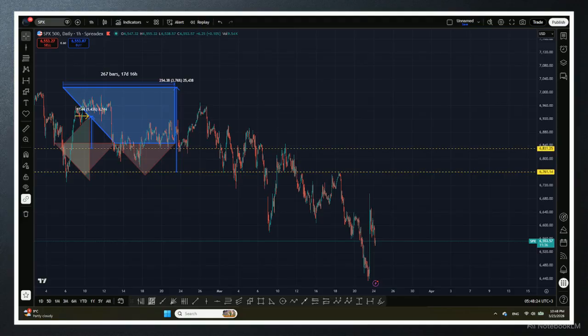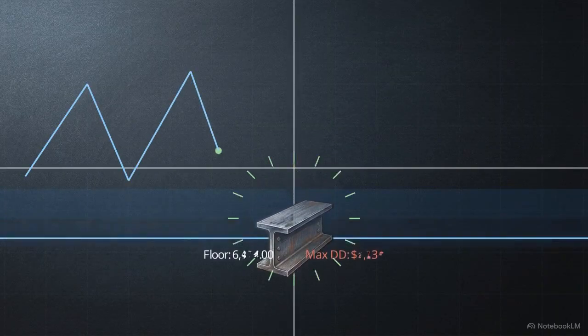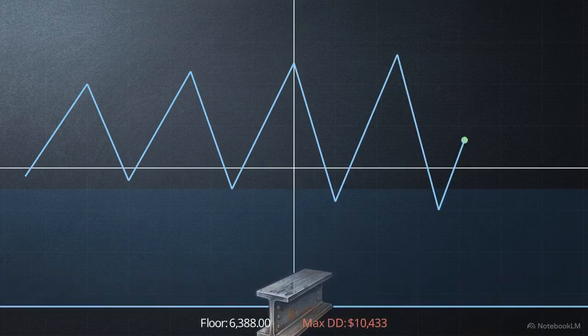That expanded drawdown physically lowers the structural failure point. Through a progressive floor adjustment, the expected low price dropped incrementally from 6,601 down to an ultimate floor 5 at 6,388. These repetitive price swings serve a mechanical purpose. By systematically reallocating risk, the market widens the mathematical tolerance required for the overarching cycle to remain intact.